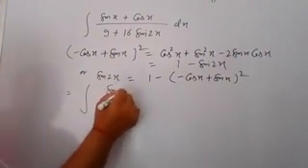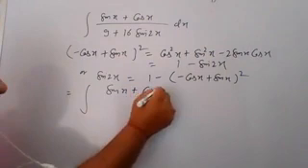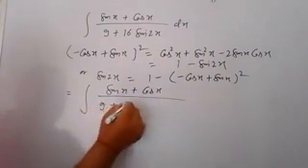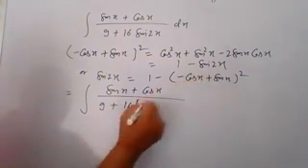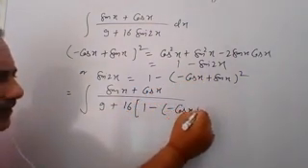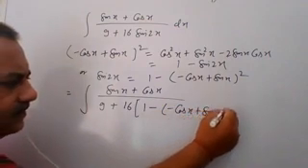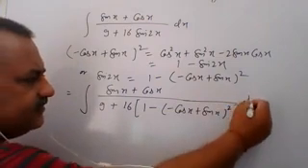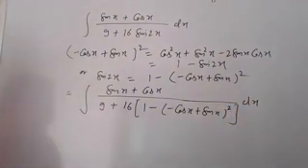sin x plus cos x divided by 9 plus 16, and you write that complete value, 1 minus cos x plus sin x whole square, dx. Understand? Did everyone understand this step, beta?